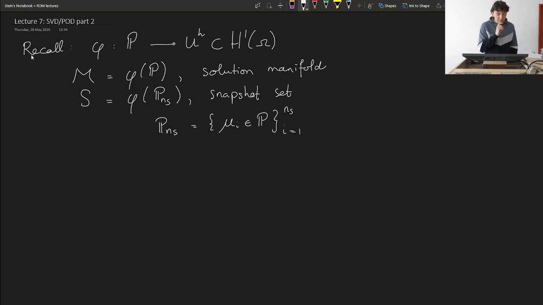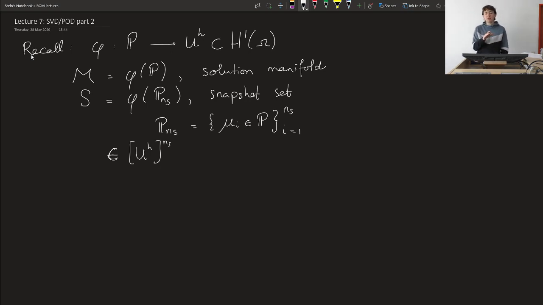Now, what kind of subset is this? What we have to realize at this point is that every entry in our snapshot set is a function. This is a function of space, a finite element solution in terms of a function in space. So this is some entry of U_H to the power of NS. This is a collection of NS functions in U_H.